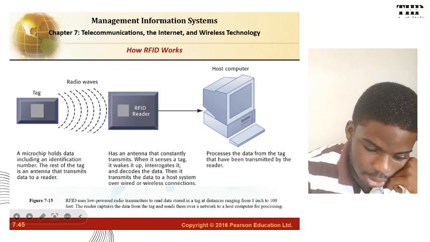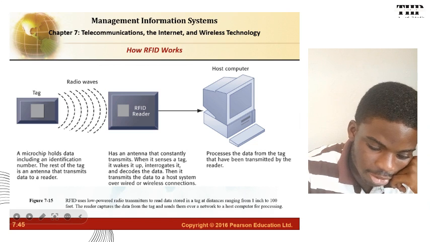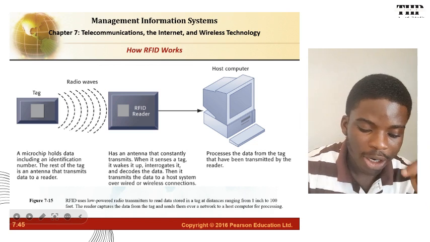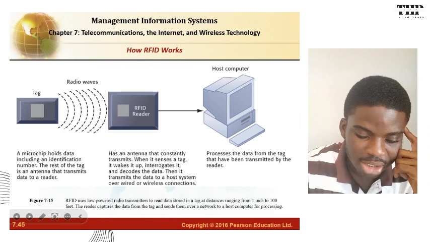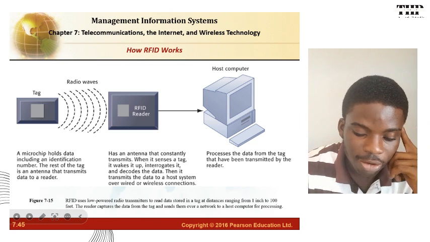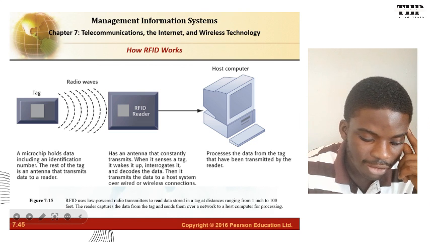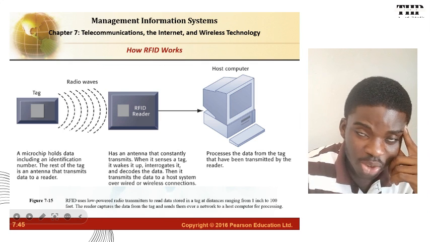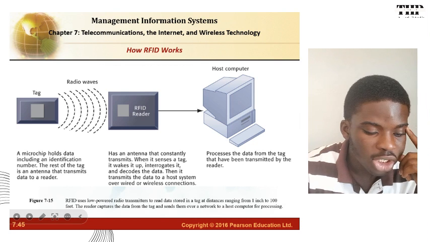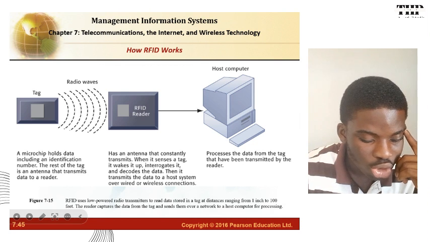So RFID uses low-powered radio transmitters to read data stored in a tag at distances ranging from 1 inch to 100 feet. The reader captures the data from the tag and sends it over a network to a host computer for processing. Right. So this is a tag, this is a reader, this is the host computer.